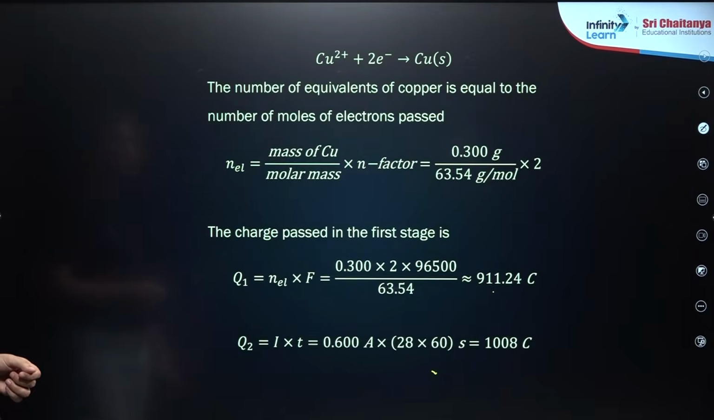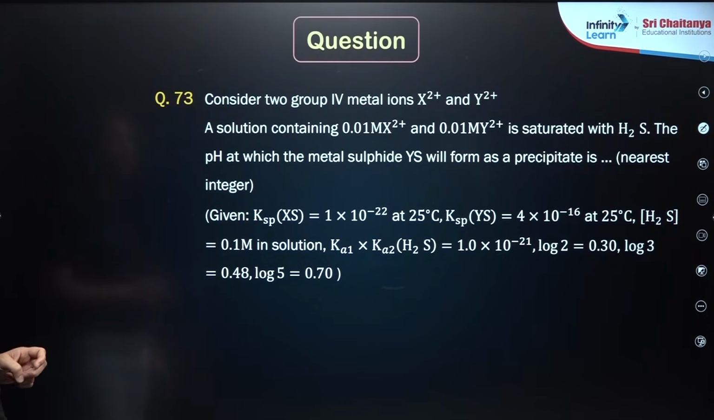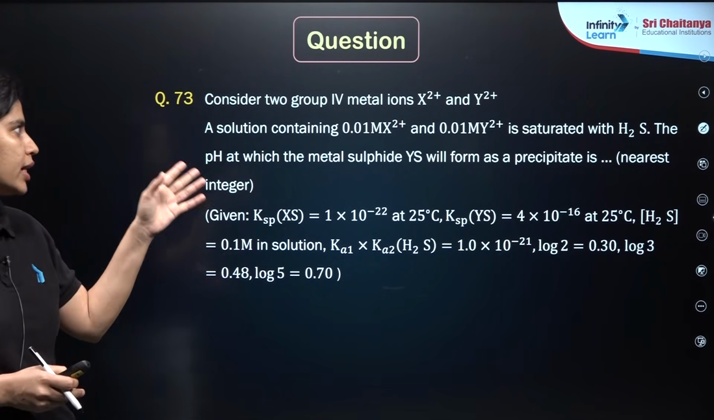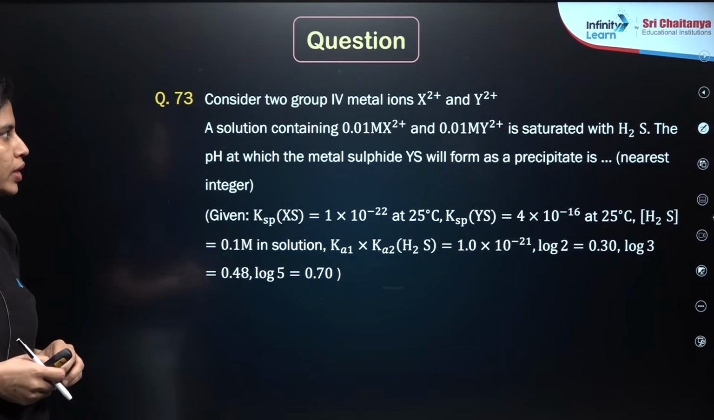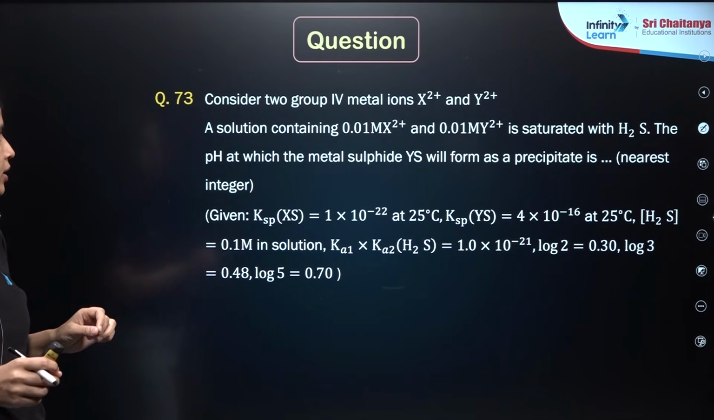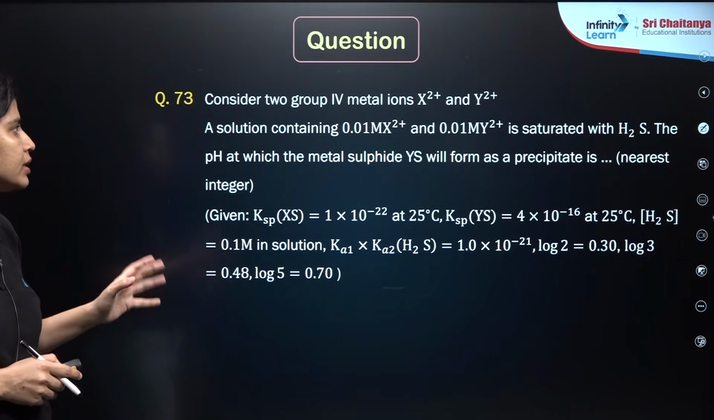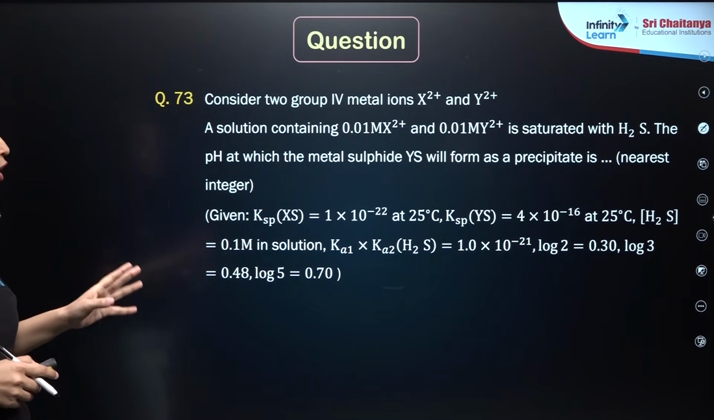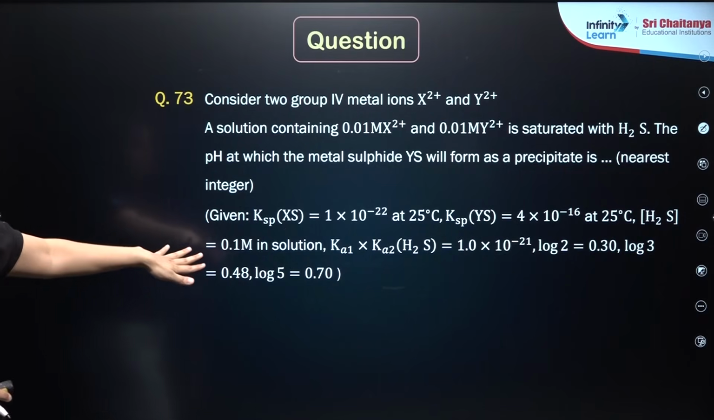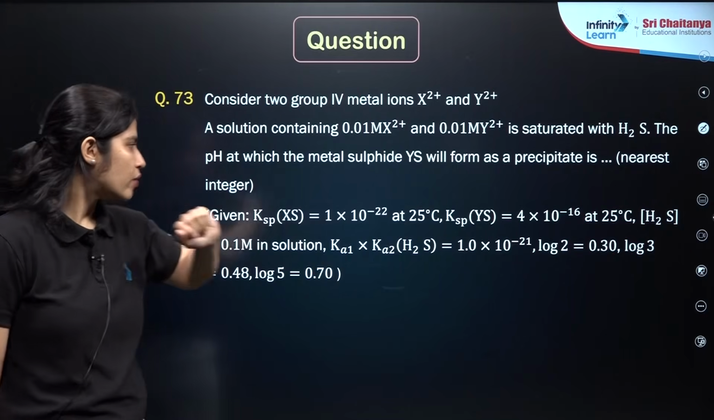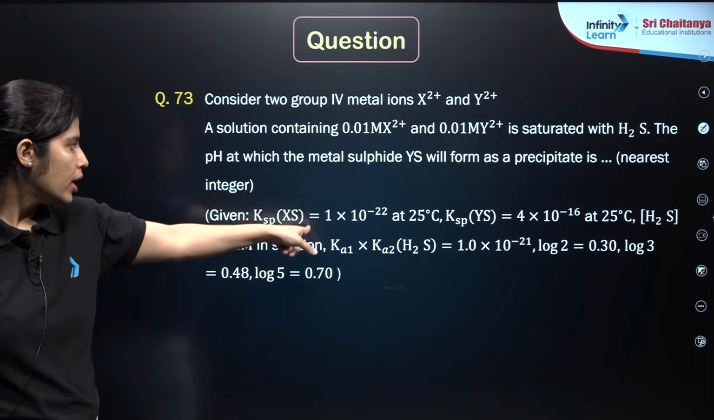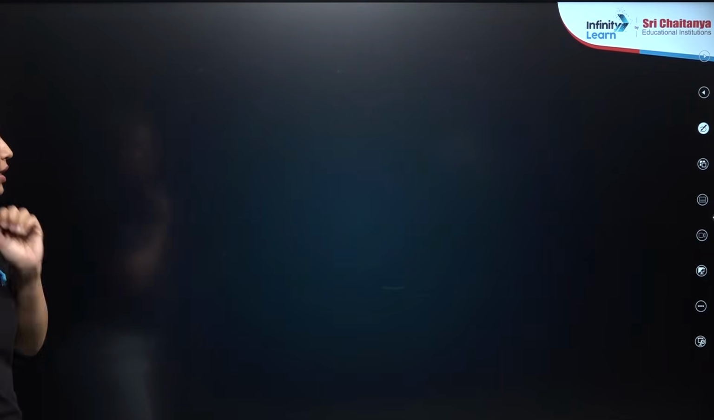Let's look at question number 73. Consider the group 4 metal ions, X plus 2 and Y plus 2, in a solution containing 0.01 M X plus 2 and 0.01 M Y plus 2, saturated with H2S. The pH at which the metal sulfide YS is precipitated is. So we have to find out the pH. All the values are given to us. Ka1, Ka2 for H2S are already given, the log 2 value is provided, and the Ksp values are given for XS and YS also. So let us see how we are going to solve the question.